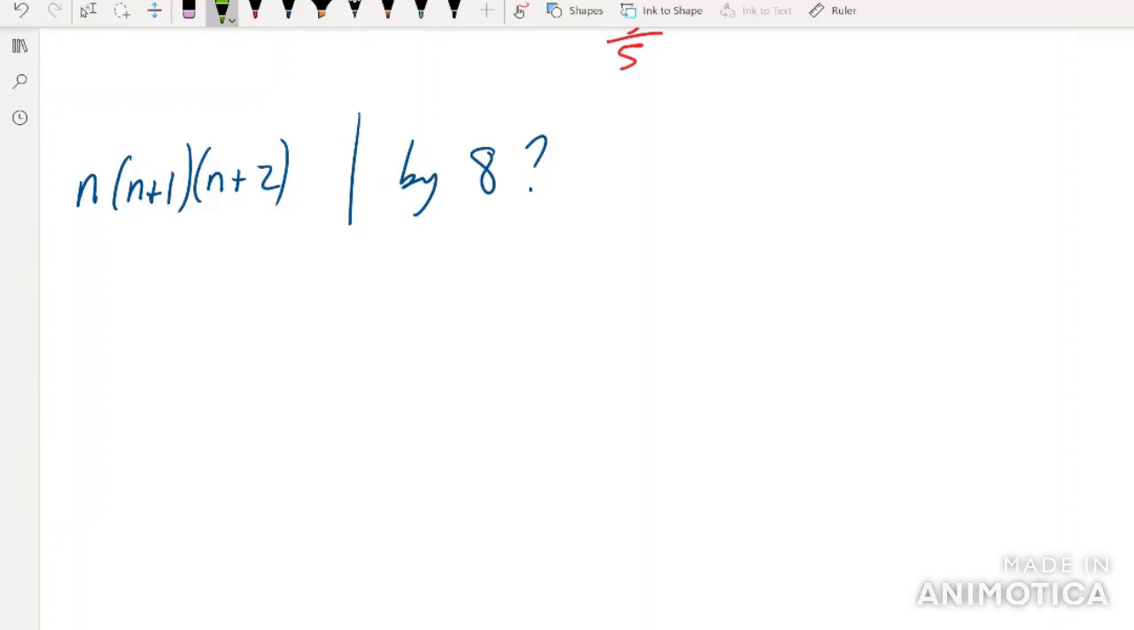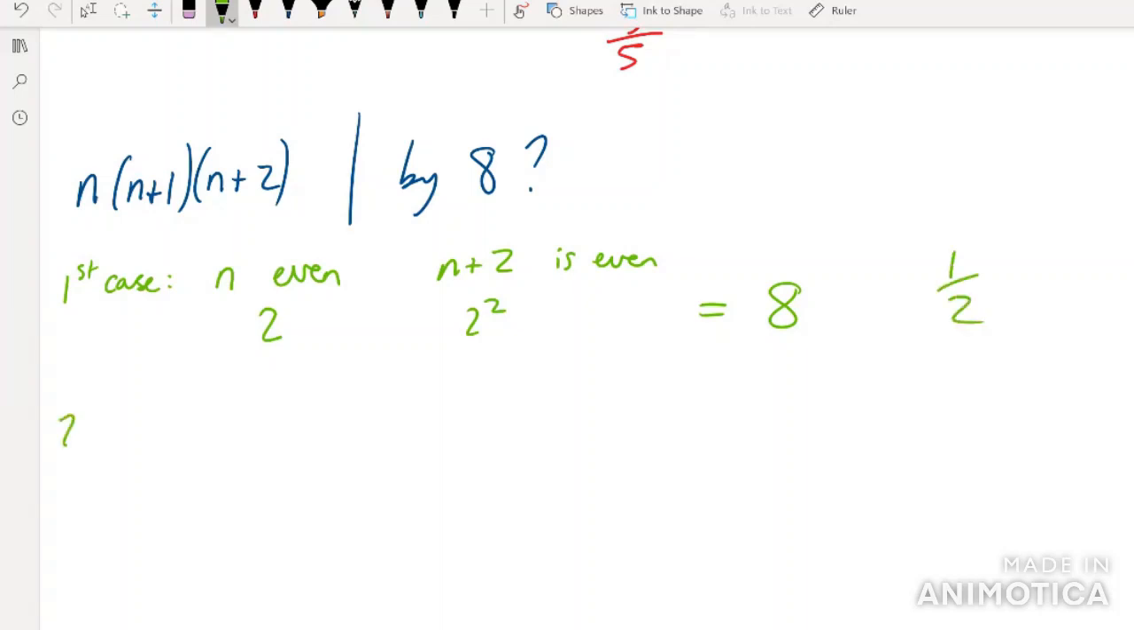Well, first case, n is even, in which case n + 2 is even, and we have 2 consecutive even integers. So in other words, one of them must be a multiple of 2 and one of them must be a multiple of 4. And so in this case, we must have one having a factor of 2 and one having a factor of 2 squared, in which case it will be divisible by 8. And how often does that happen? Well, n is even half the time. And then what's the other case?